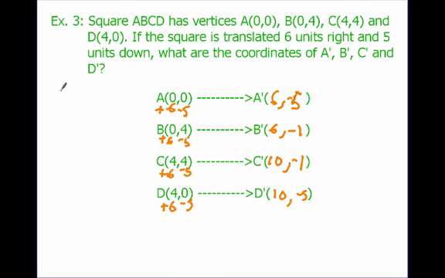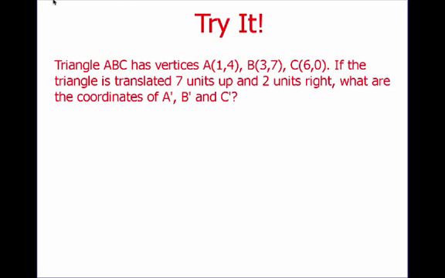Alright, so now you know everything you need to know to be able to do translations. So your try it problem for tonight says, triangle ABC has vertices at A (1, 4), B (3, 7), and C (6, 0). If the triangle is translated 7 units up and 2 units right, what are the coordinates of A prime, B prime, and C prime?